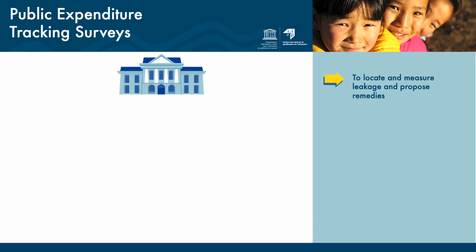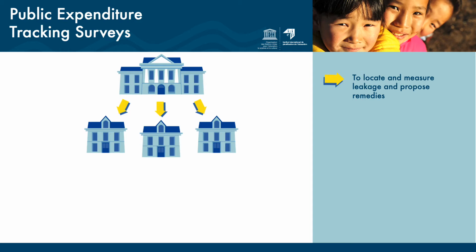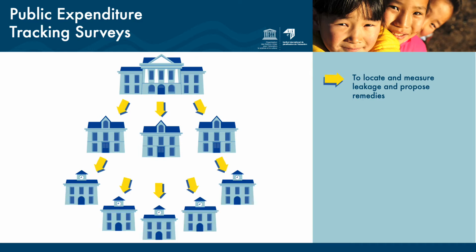Public expenditure tracking surveys are used to locate and measure leakage of funds, analyze such leakage, and propose remedies on this basis. To conduct a PETS, you have to collect information on the funds that have been allocated to the Ministry of Education by the Ministry of Finance. You are then going to track those funds from the Ministry of Education down to local administrations. And then you are again going to track those flows of funds from local administrations down to the schools.